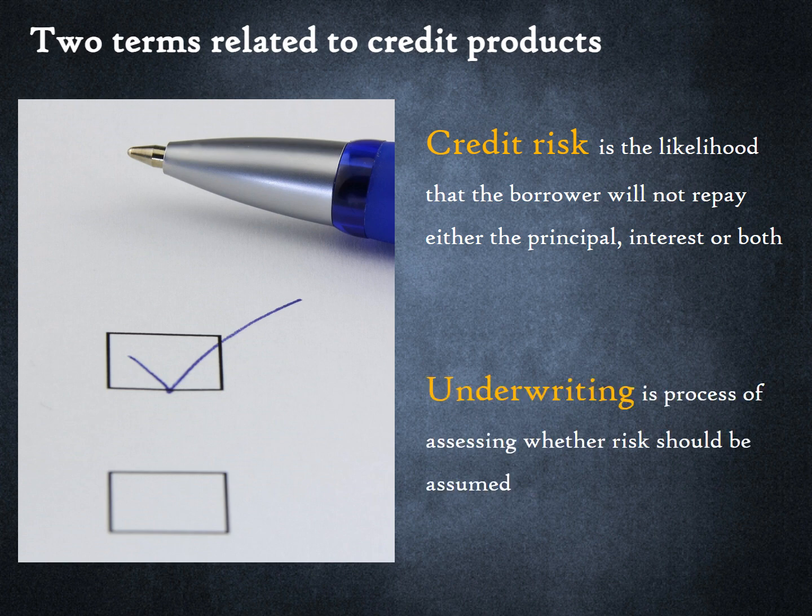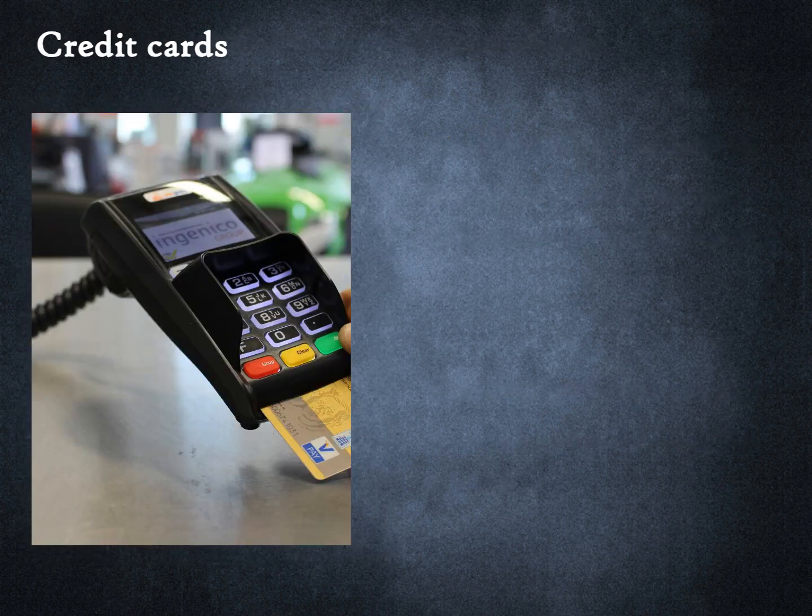Underwriting refers to the process of deciding whether to assume a risk or not. In the context of consumer credit, this boils down to approving or denying a loan application. When a consumer uses a credit card to buy a product, either in store or online, the card issuing bank is also making a loan to the consumer.